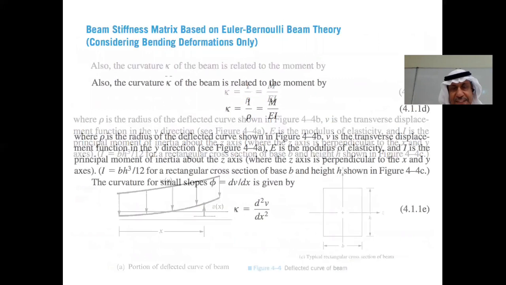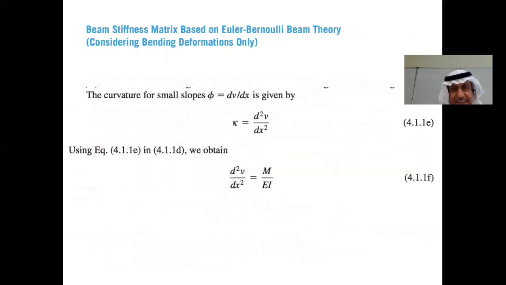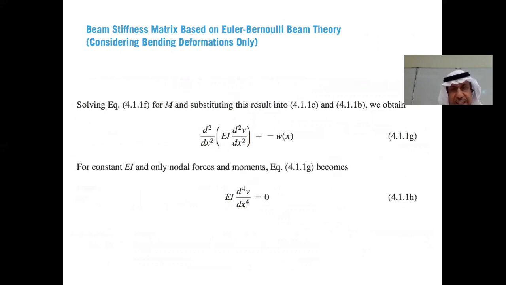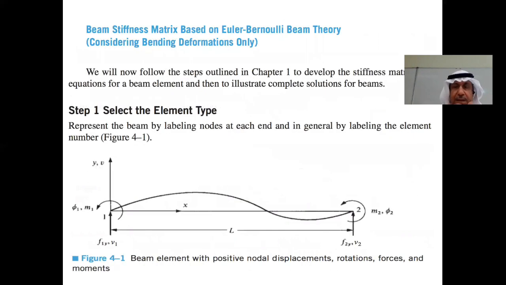So this is what we have discussed. See that equation? The moment equals EI times the second derivative of the deflection. And this is the governing differential equation for the beam element.